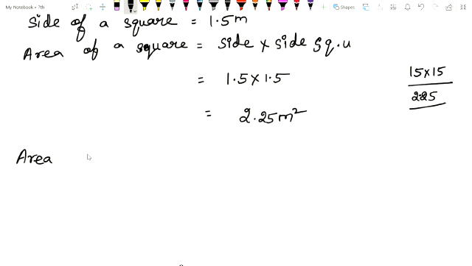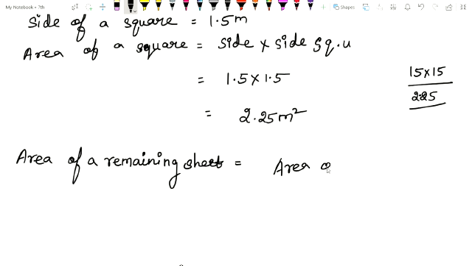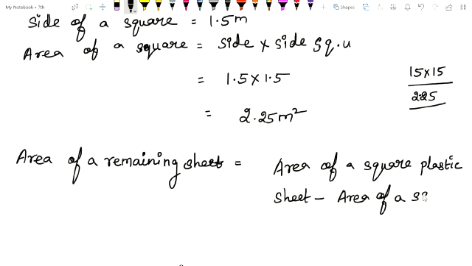So area of a remaining sheet equal to area of a square plastic sheet minus area of a square. Okay. So area of a square plastic sheet is 9 minus 2.25.